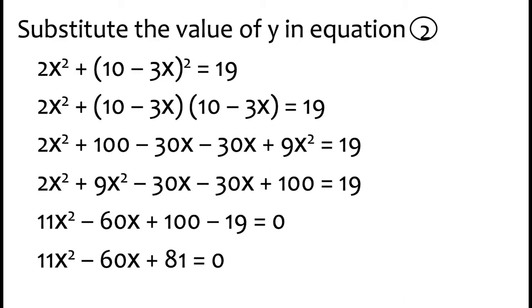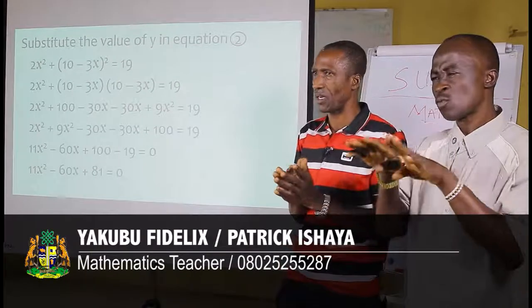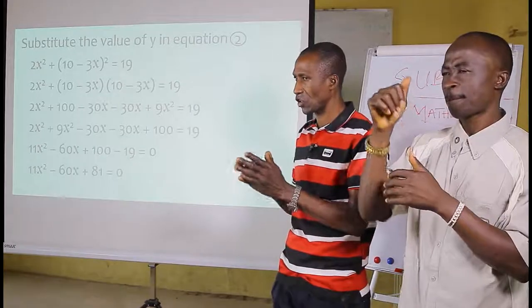In doing that, the first term is 2x squared written. Then the second term is y squared. Now, that becomes plus, in place of y, I wrote 10 minus 3x, because the value of y in equation 3 is 10 minus 3x. That is why y here is replaced by 10 minus 3x raised to the power of 2, because y has the square, equals 19.